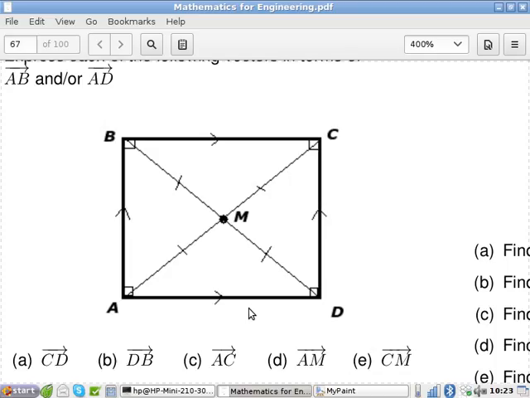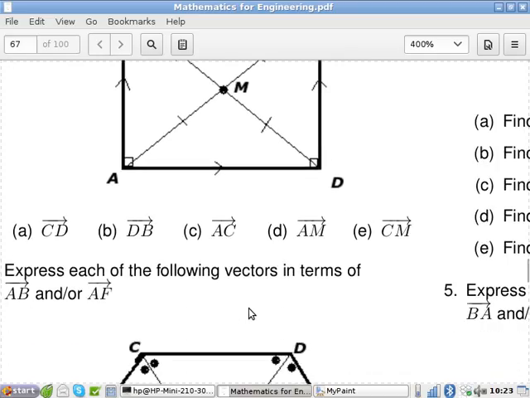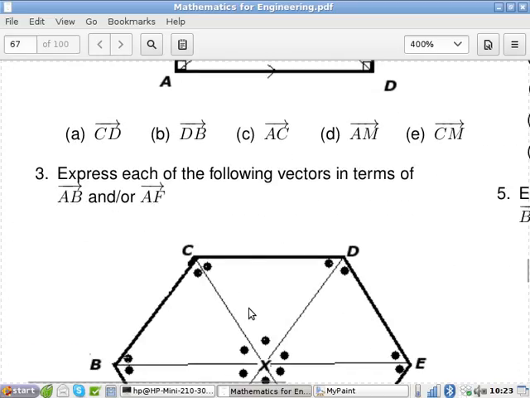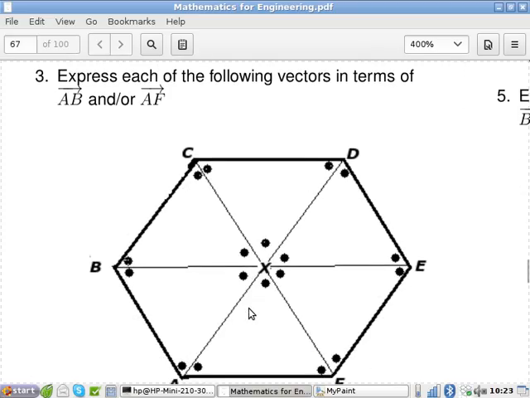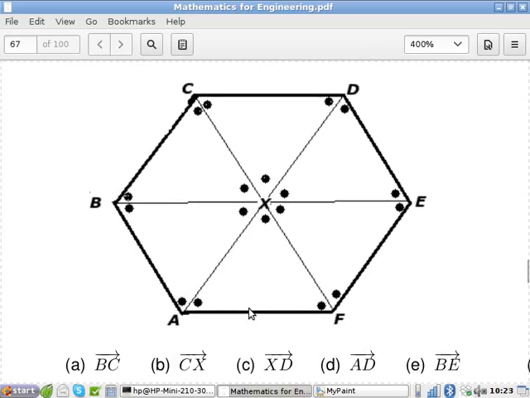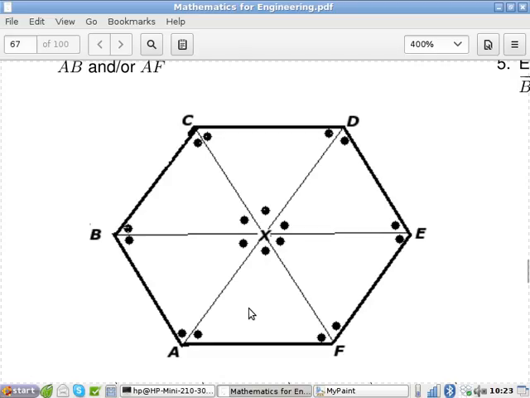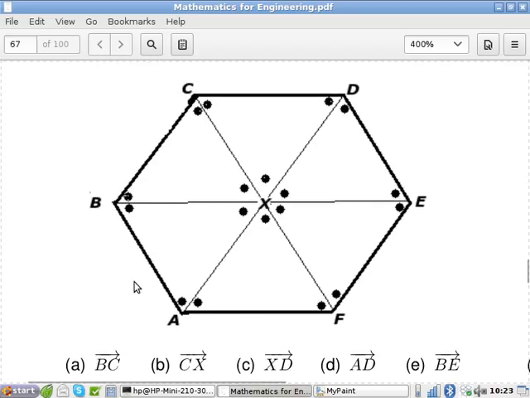Good. So the next one now is starting to get harder. This time I want AB and AF. So that's this vector and this vector. See what you can do with this one now. You can't quite see it, but that letter in the middle is an X.